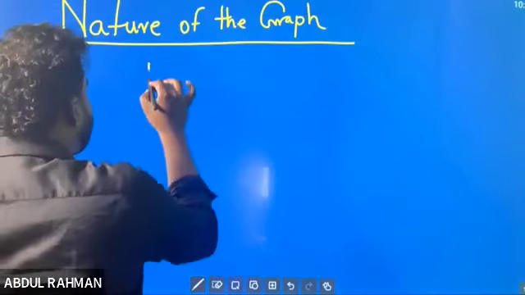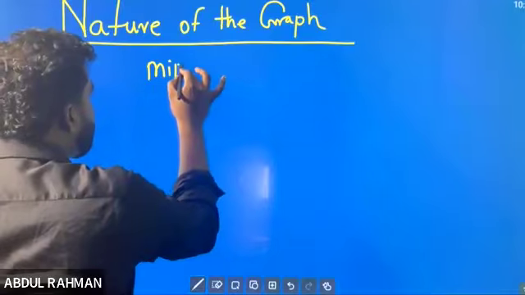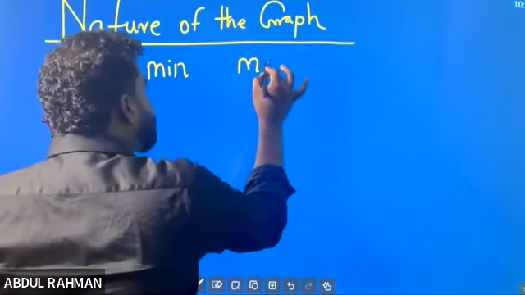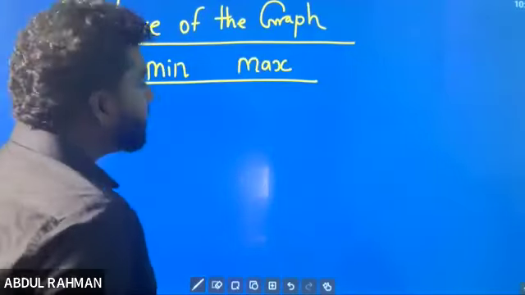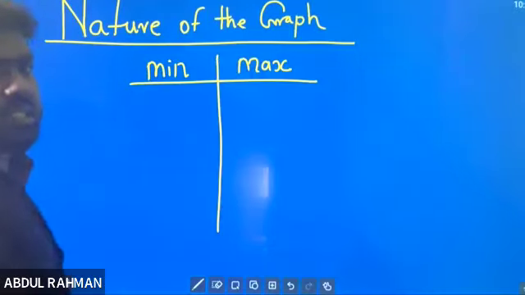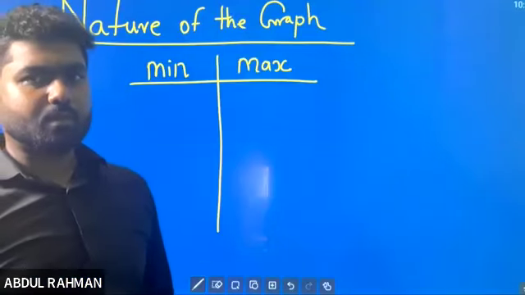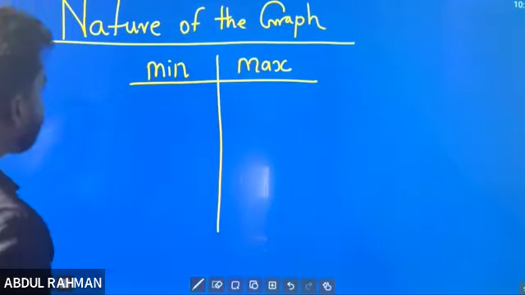One nature is called your minimum nature. One is called your maximum nature. I have only two natures. What are the two natures? One is a minimum nature and one is a maximum nature. So what do you mean by minimum nature?